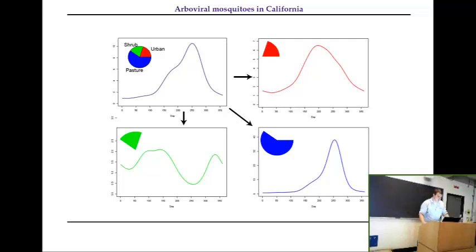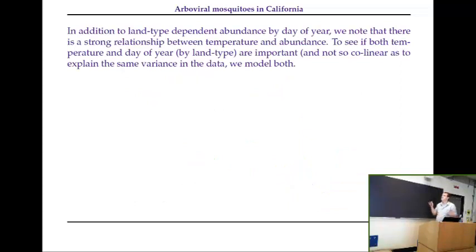So to skip right ahead to the modeling approach, what we're trying to figure out is whether there is an interaction between land type and seasonality. Specifically, for a given location, if we break that location down into its constituent land types, can we figure out what the signature for each land type is seasonally? As well as, is there a relationship between temperature and abundance, in addition to the seasonality relationship?